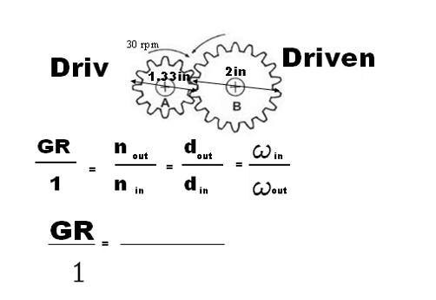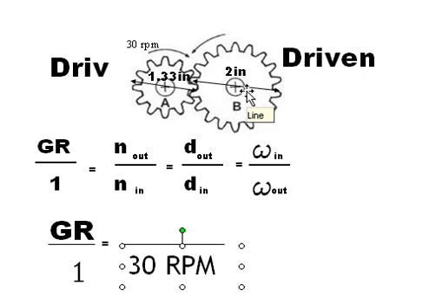So if we say that 30 is the speed at which the in gear is turning, then how fast is the gear that is being turned going? We need to know some information because we can't have two unknowns. Well, we knew last time that the gear ratio was 1.5.